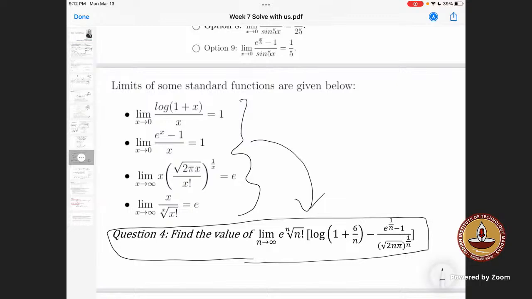I think this is visible, right? This is e. This is also e. Yes, sir, visible. Here, carefully observe, there are factorials. Okay, this is x factorial, root x factorial, this one.